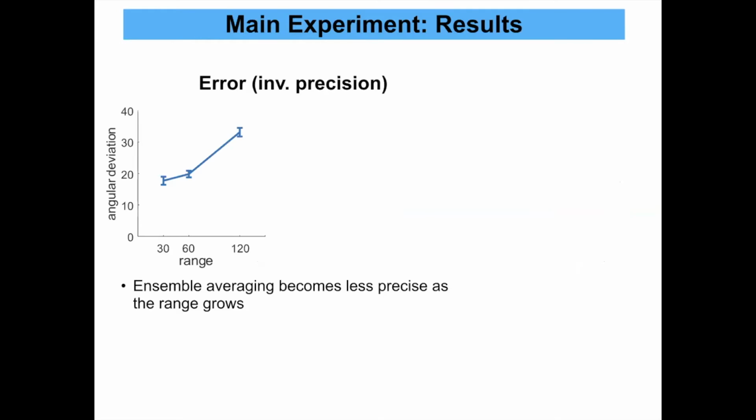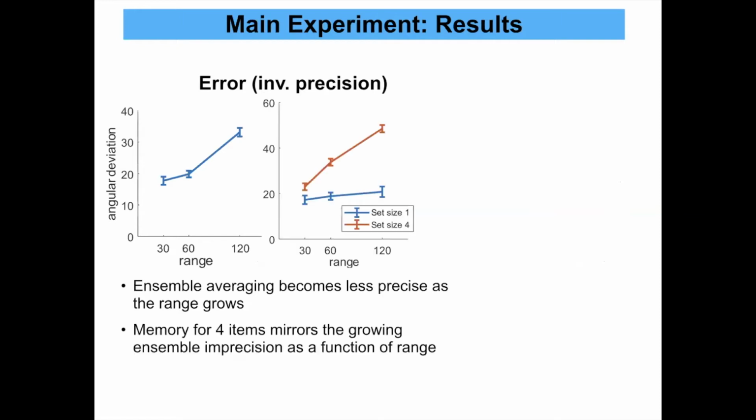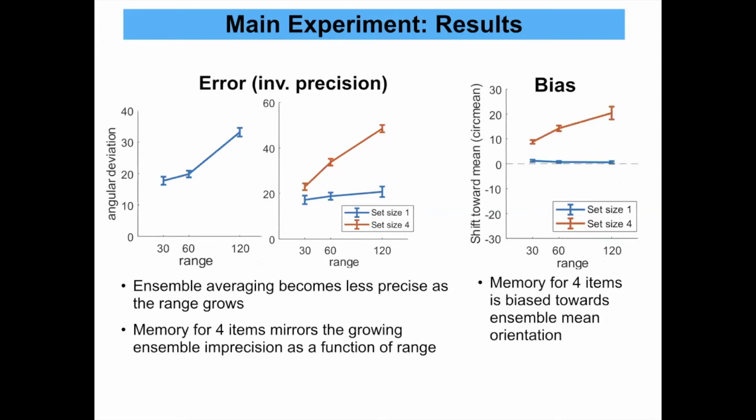First, the circular deviation of errors, which is inverse precision, grows as function of range in the ensemble task, and so does it in set size 4. And we also see that responses are biased toward mean in this set size 4 task. So we see strong resemblance between what people do in the ensemble task and the remember 4 task.